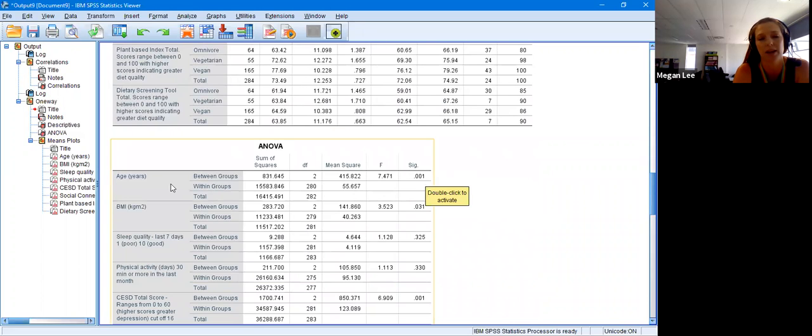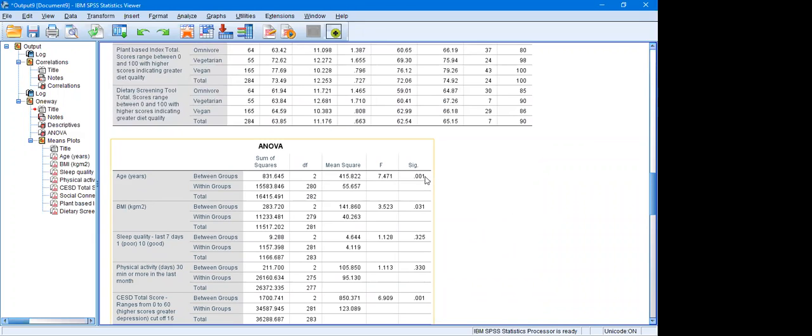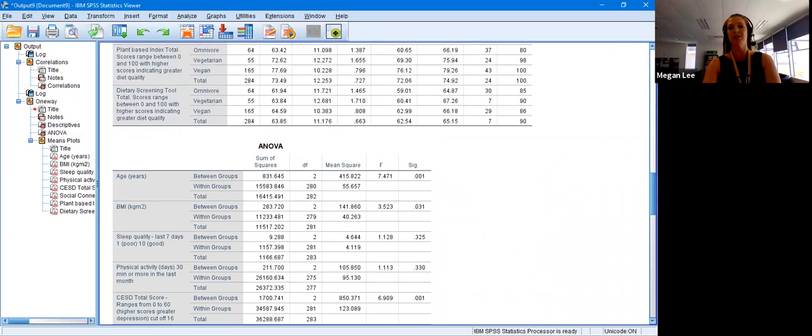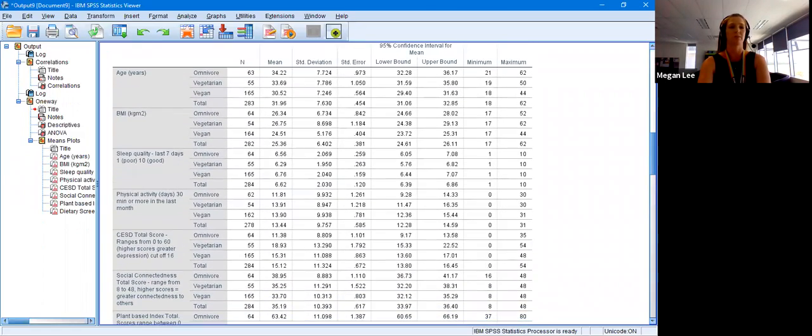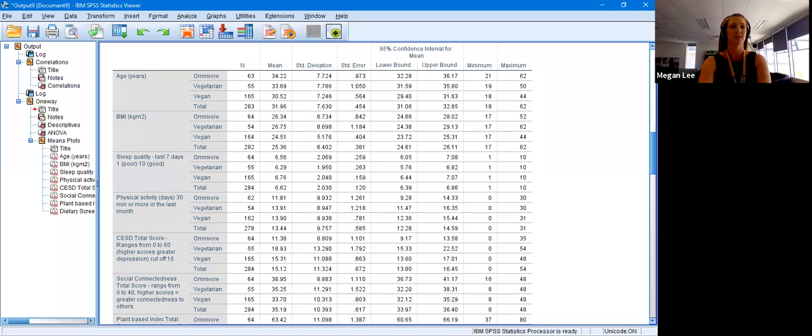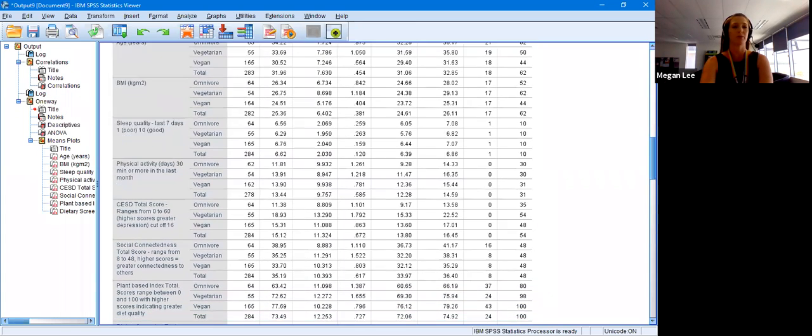So who can tell me here? This is age here, and then our significance value is all the way over here, and that's all we need to look at, whether those averages between age are significantly different. Who can tell me whether they are or not? Yes, they are. Excellent. So age is a significant variable when it comes to our descriptives. There's a significant difference between the ages of omnivores, vegetarians, and vegans.